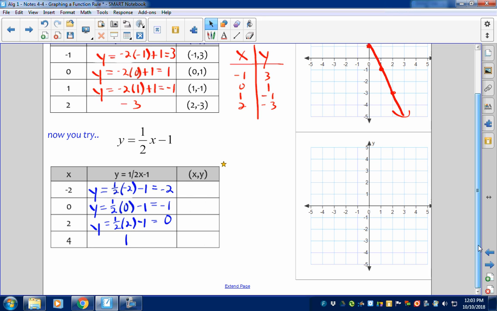So the coordinates, if you were to write coordinates for them, look like that. There's a whole set of coordinates. You guys don't need to list them as coordinates. You can go straight from the XY table to plot them. But we have the coordinates negative 2, negative 2, 0, negative 1, 2, 0, and 4, 1. So I graph negative 2, negative 2, 0, negative 1, 2, 0 is here, and then 4, 1 is here, and draw a line through it.